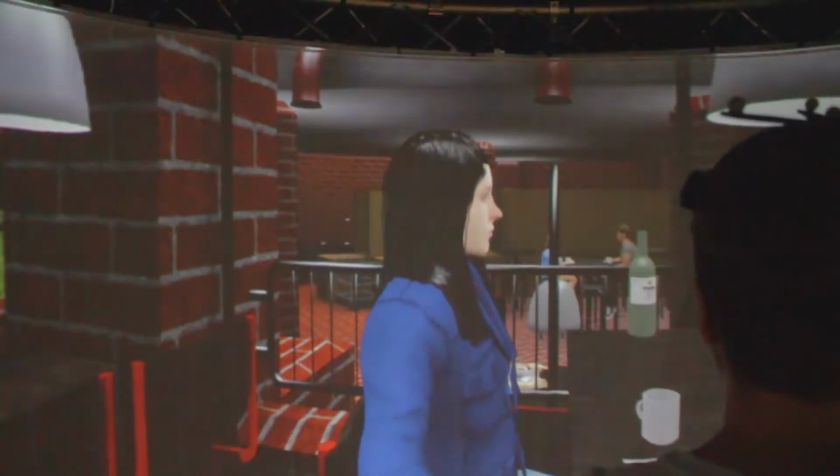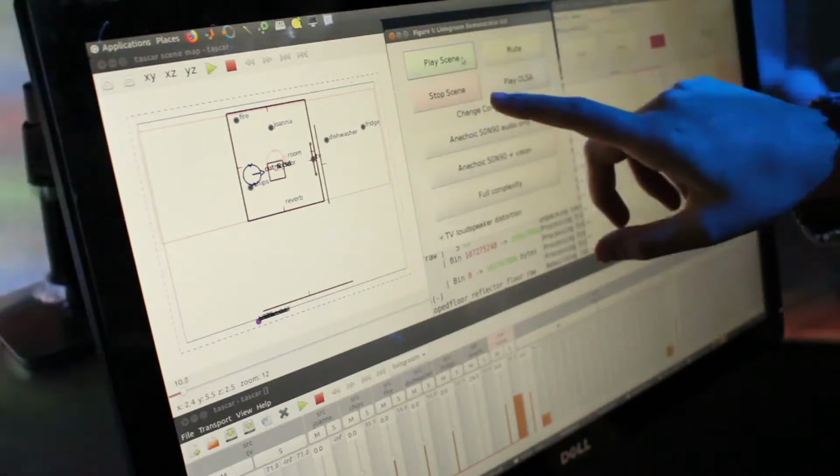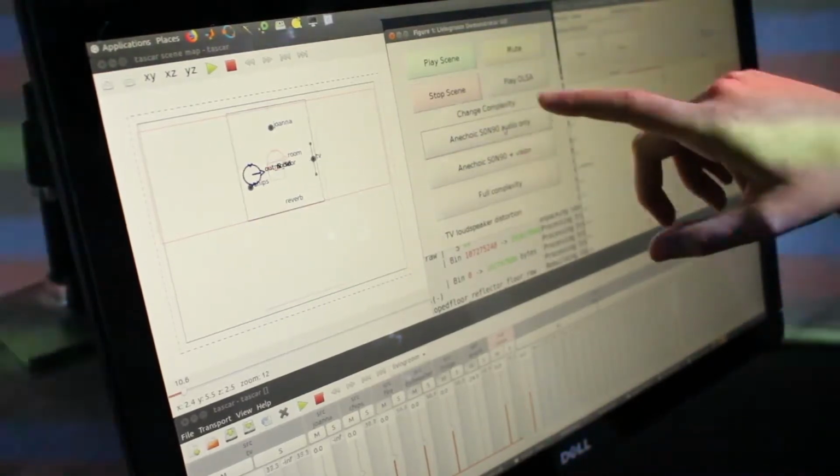With these tools, we are developing future hearing aid algorithms that include gaze, brain signals, and acoustic scene analysis.